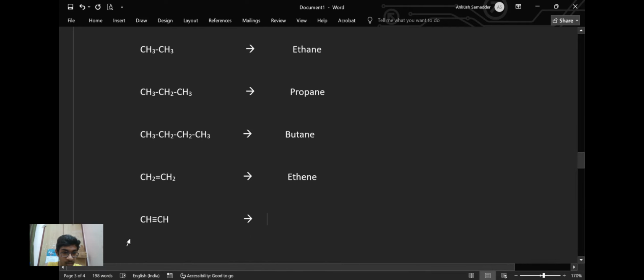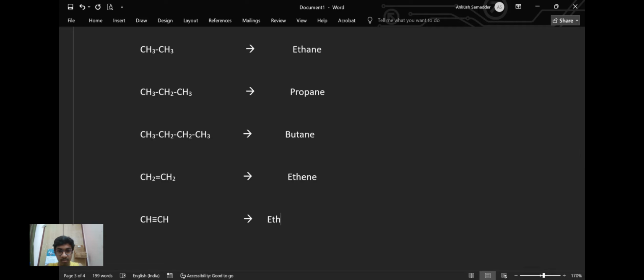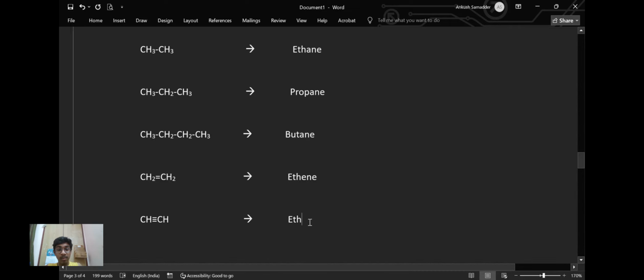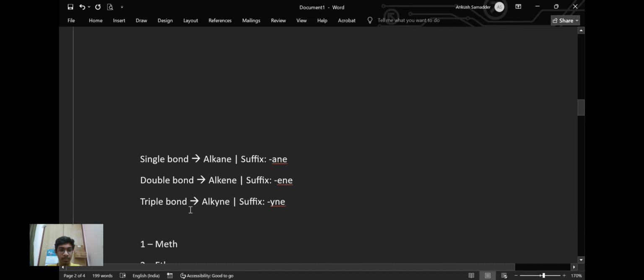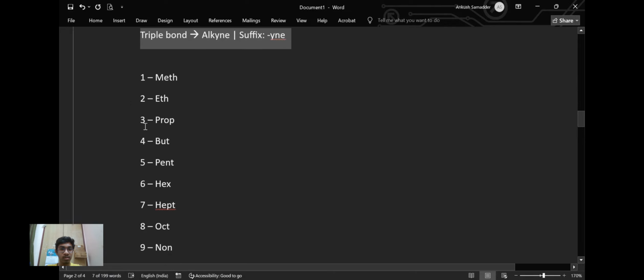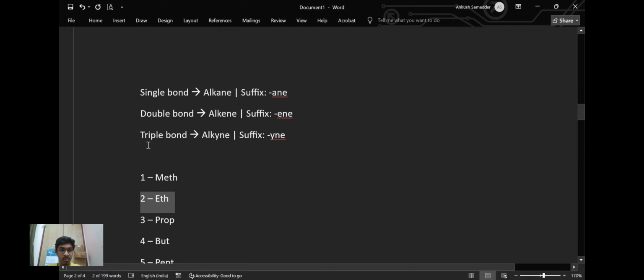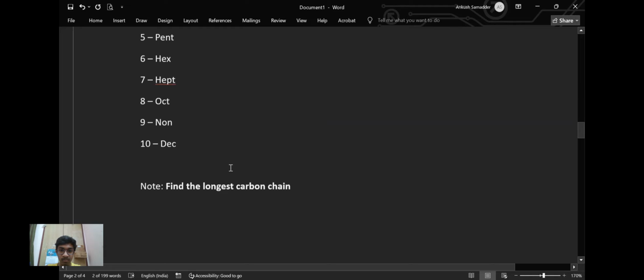And here a triple bond is there, and two carbons are there. So eth, and for triple bond, we use yne, from alkyne. Triple bond we use yne, and two carbons are there. So eth, yne. Yeah, for two carbons, eth is there. Okay, and a triple bond is there. So yne, ethyne. Okay.